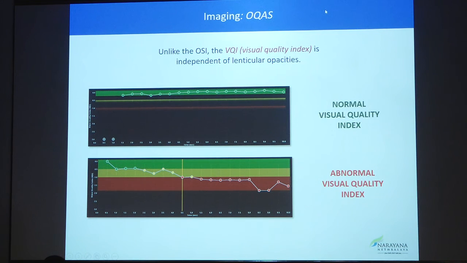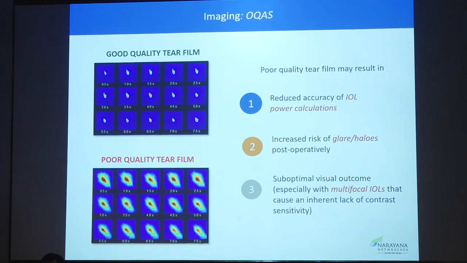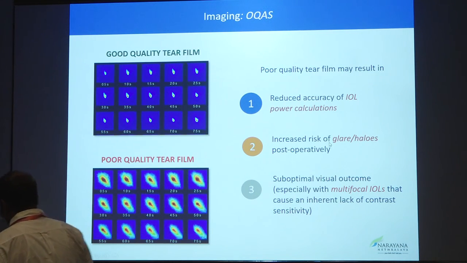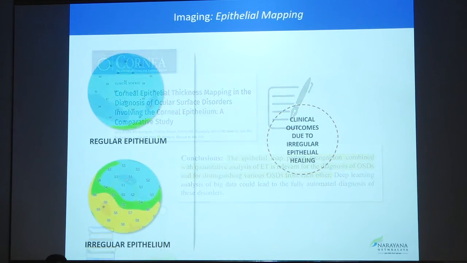Let's assume that this patient is your multifocal patient and is very happy with what he's seeing, and this patient happens to be your multifocal again and he's complaining of glare. The problem in both these patients is not the multifocality, it's actually the tear film which is playing the phantom here. And this tear film, as I mentioned earlier, has an impact on your IOL calculation, because if you have a scatter like this, your biometry itself would be a challenge, with risk of glare and halos after these procedures. It also has an impact on how the epithelium heals.